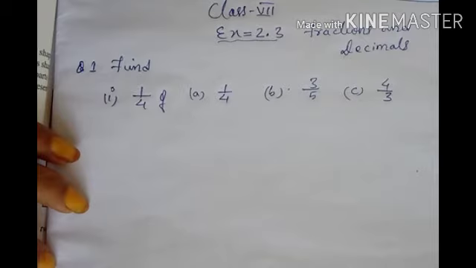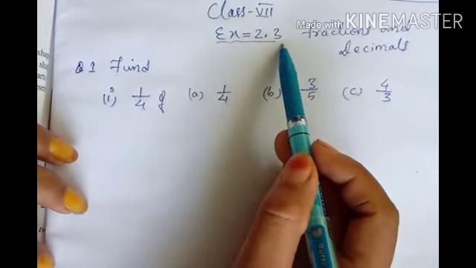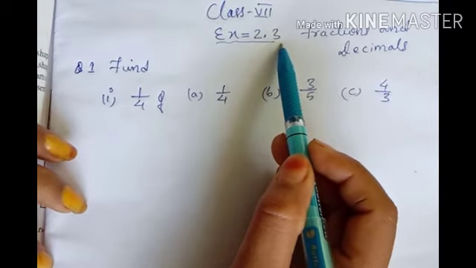Today in this video I will cover class 7 maths chapter number 2, fraction and decimal, exercise 2.3. For the previous exercise you can go to my YouTube channel and check it out there.